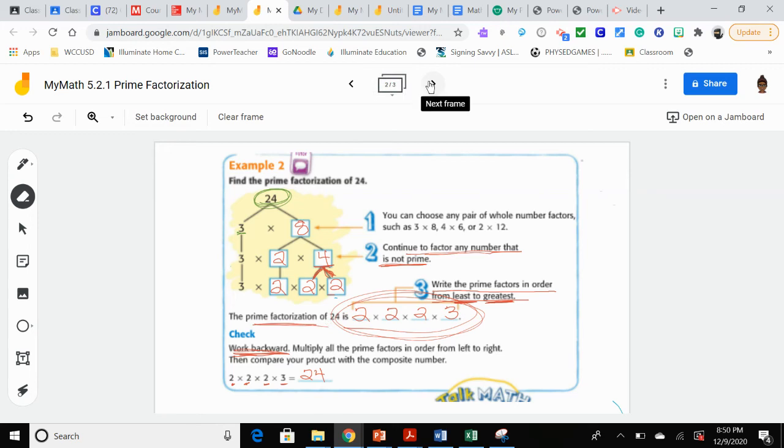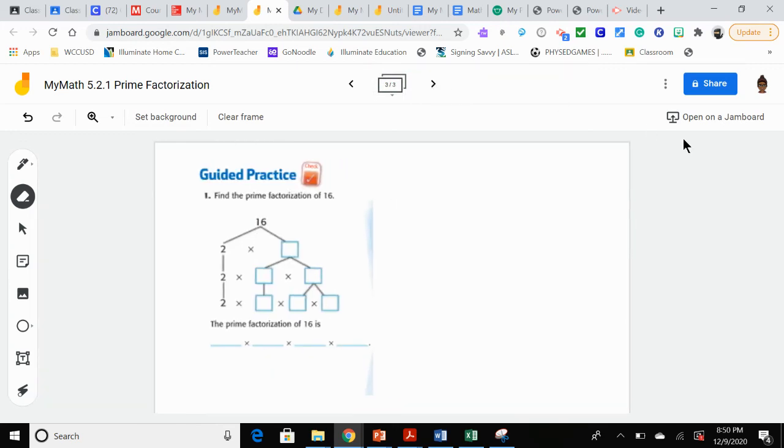Let's go on to our next one. Remember, you can pause this at any time. I want you to practice prime factorization here. I would pause it, do the work yourself, pause it, and then come back to check to see if you did it the way that I did it. I'm going to go ahead and, so I'll give you a second to pause.